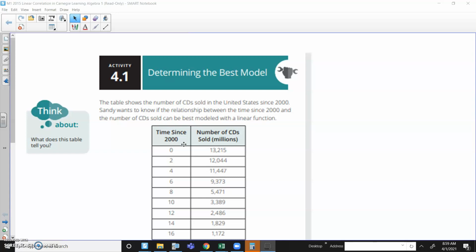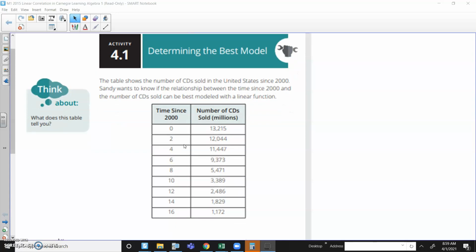And so the first thing we want to do is plot all these points. They represent years since the year 2000, and it looks like it goes all the way to 16 years later, which would be 2016. So all these other ones are like 2002 and 2004 and 2006. These represent different times in the study. And then on the other side, you're looking at the number of CDs sold.